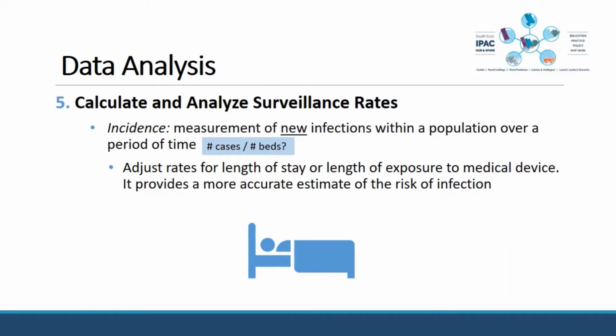So will the number of residents at risk fluctuate through your surveillance period? For example, maybe due to admissions? So to take that changing risk into account, you can adjust that rate based on the length of stay or the length of exposure to a medical device. And by doing this, it provides a more accurate estimate of the risk of infection. So now we're going to go into a little more detail on what that actually looks like.